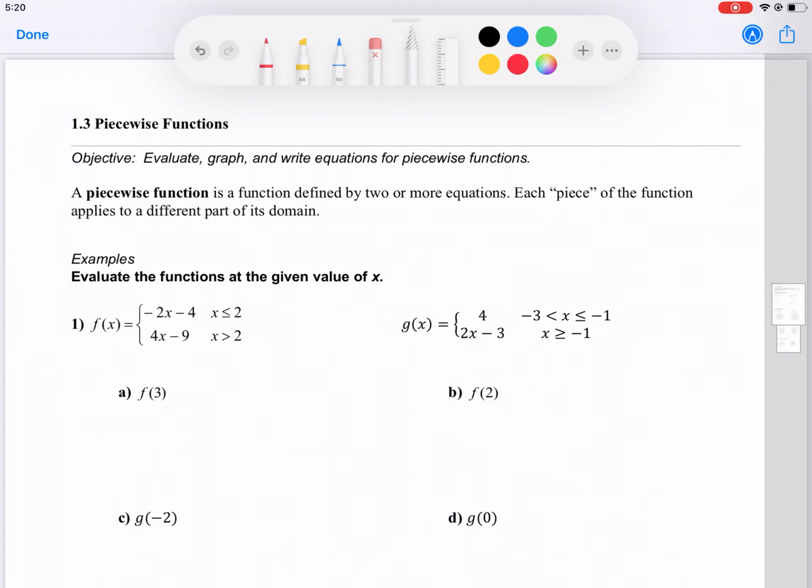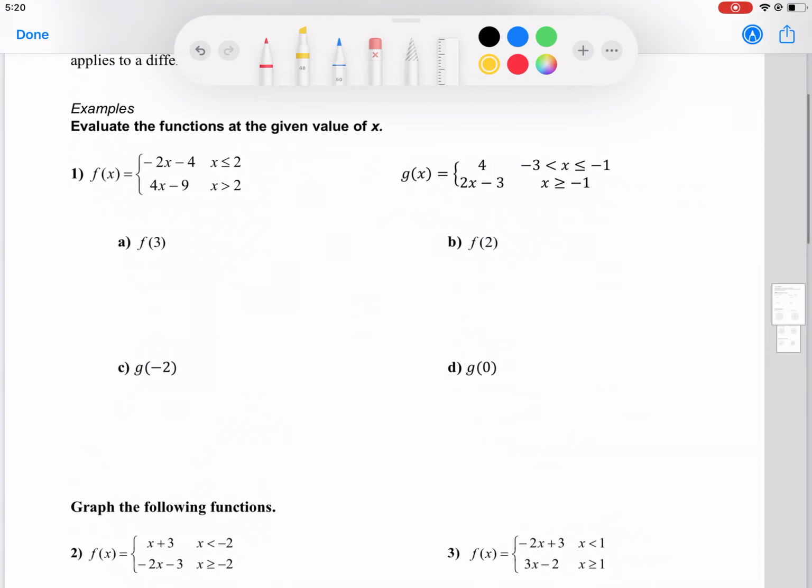All right, we're going to go ahead and talk a bit about piecewise functions. So a piecewise function is just a function that's defined by two or more equations. And then each piece has its own domain, so its own part of the graph. So before we do that, let's first learn how to evaluate functions that are piecewise functions.